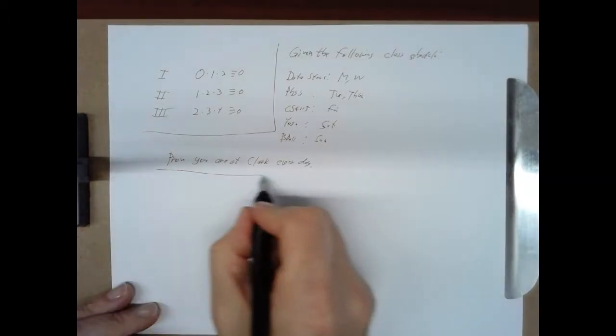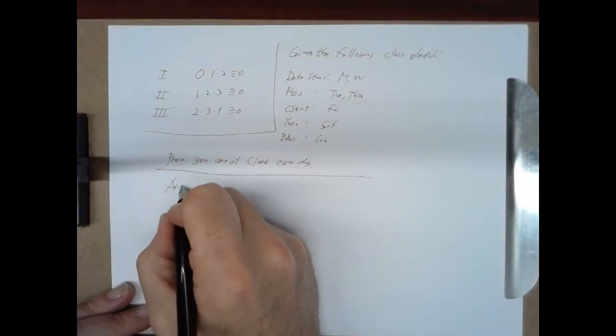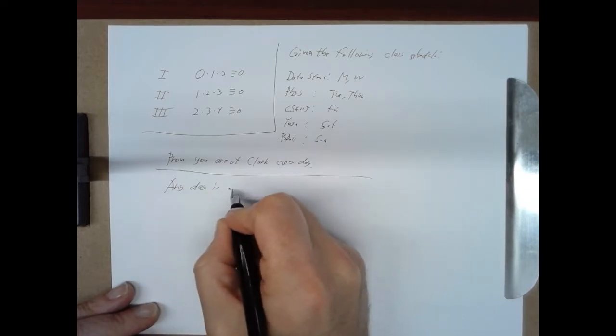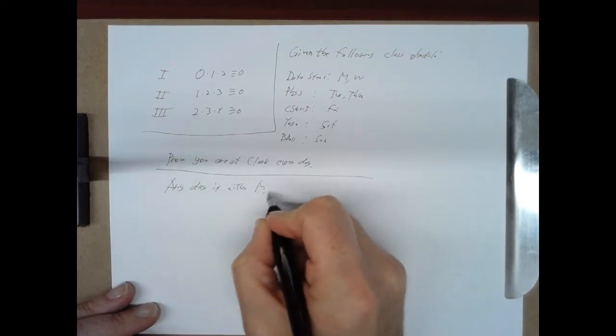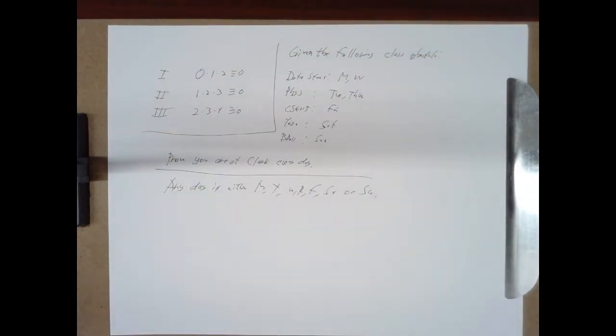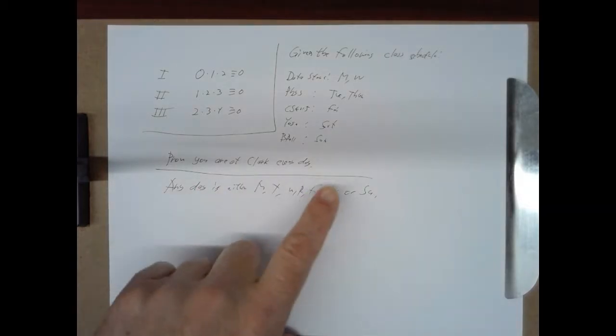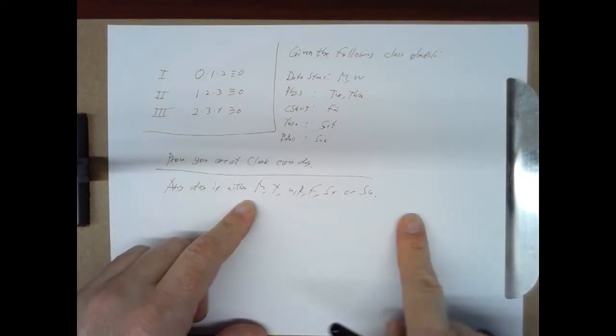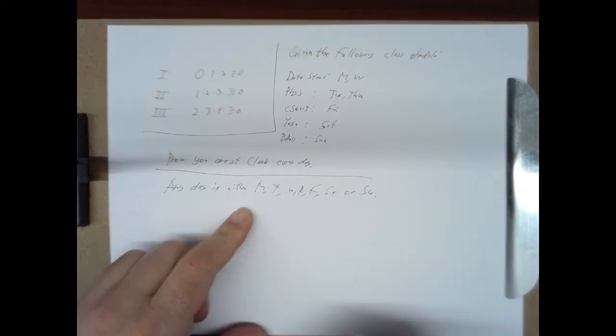And what are our 7 cases? Any day is either Monday, Tuesday, Wednesday, Thursday, Friday, Saturday, or Sunday. That's the modulo 7 thing, right? Any day that you can think of is going to be either Monday, Tuesday, Wednesday, Thursday, Friday, Saturday, or Sunday. Just like any number is going to be congruent to either 0, 1, 2, 3, 4, or 5 mod 6. So whatever day you give me, I know that exactly one of these things is true.